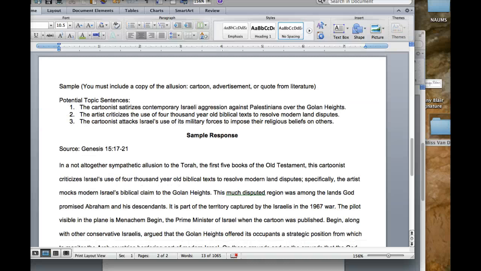So here's a sample of a response that someone else wrote. Before you start your response, you need to actually include a copy of the allusion. So you need to drag the picture of the cartoon or the advertisement or the quote from literature and put it above your sample response somewhere so that I can see it. And of course, you'll want to give the source where you got that cartoon from. It might be even something as simple as Google Images, or you found a website that had a bunch of cartoons. Make sure that you're giving credit to those.